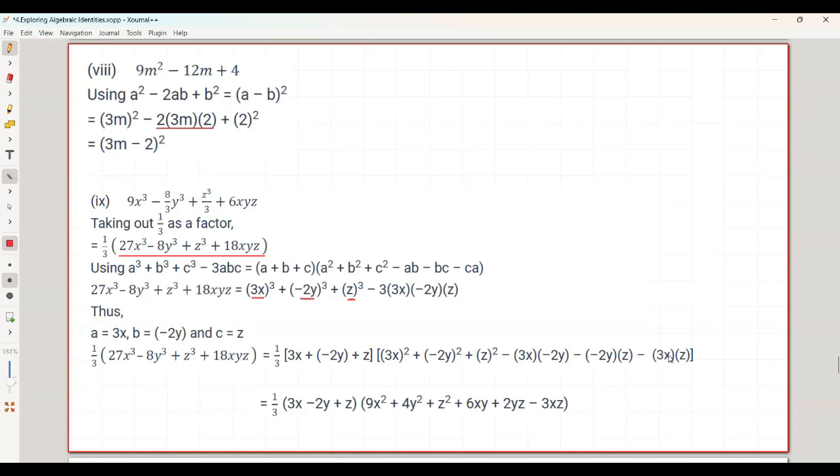Okay, we are just writing the formula and applying it. Then you just simplify it: 1 by 3 outside, 3x plus, that is if you are multiplying with plus inside, plus into minus is minus, plus z. Now (3x) the whole square, 3 square is 9x square. Minus 2 the whole square will become plus 4. z square is z square. Now minus into minus is plus, 3 times 2 is 6xy. Minus into minus is plus, and 2yz minus 3xz.